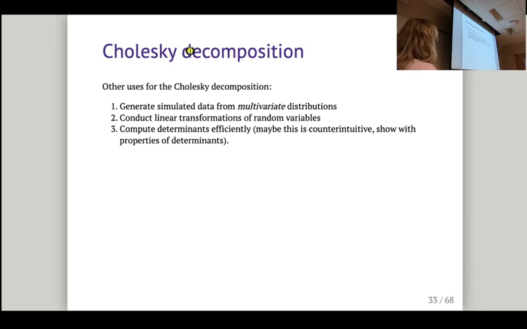Creating linear transformations of random variables. For example, in linear discriminant analysis, we build linear combinations of the underlying variables that explain a certain amount of variability. We can do this via these decompositions. And then finally, you can actually use this Cholesky decomposition to compute determinants a little bit quicker. I'll leave that to you guys to maybe conceptualize why that's the case.